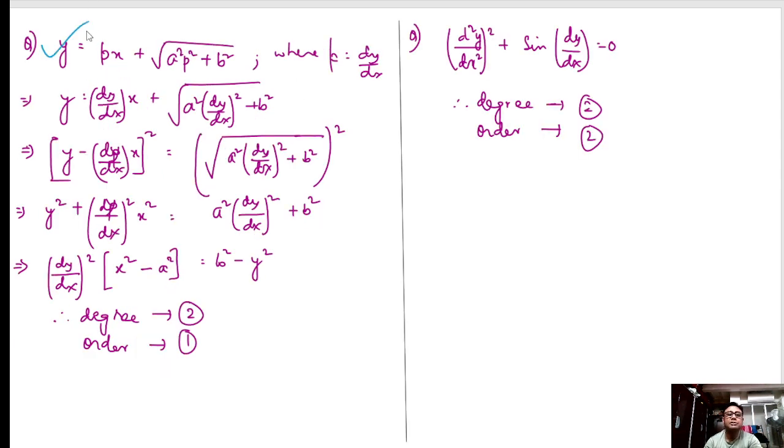Next, in this equation, p is given as dy by dx. So let us put the value of p as dy by dx, whole square. Now squaring both sides, we are getting a square plus b square. And then we have done this. I have missed one term here, that is minus 2ab.